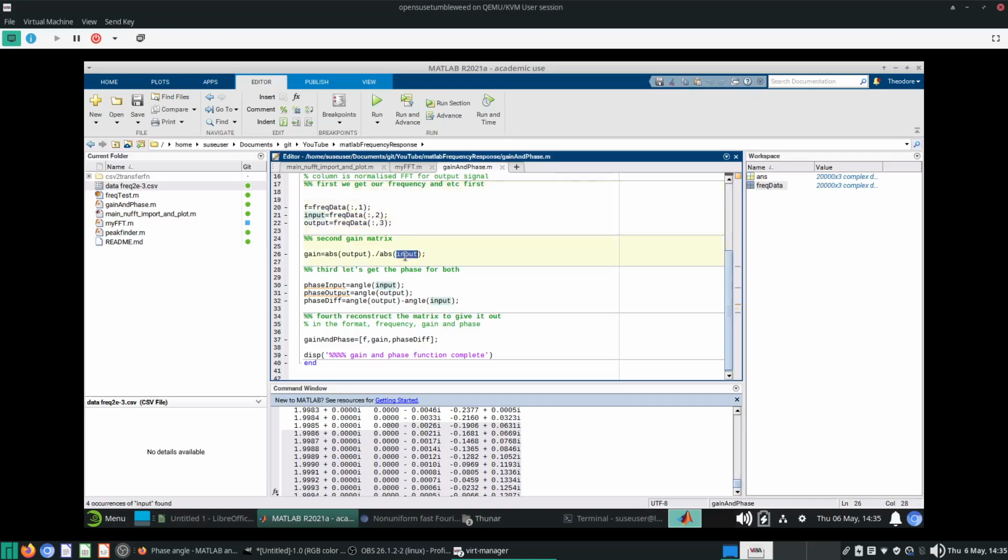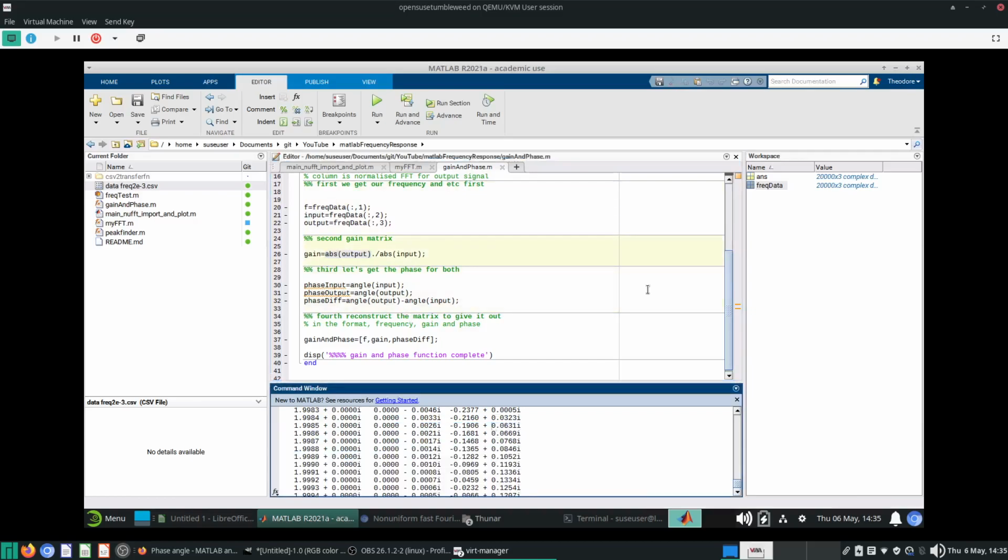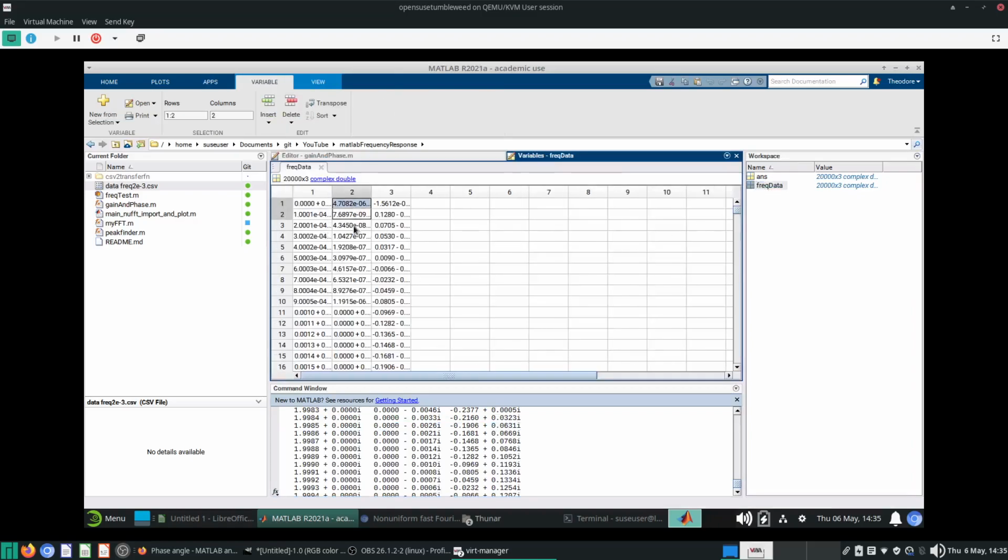So the thing is, with these arrays, you cannot just use the divide button if you want to divide the output, which I'm selecting here, by the input. If you want to divide the output of the first row by the input of the first row, the output of the second row by the input of the second row, there are two ways around it.